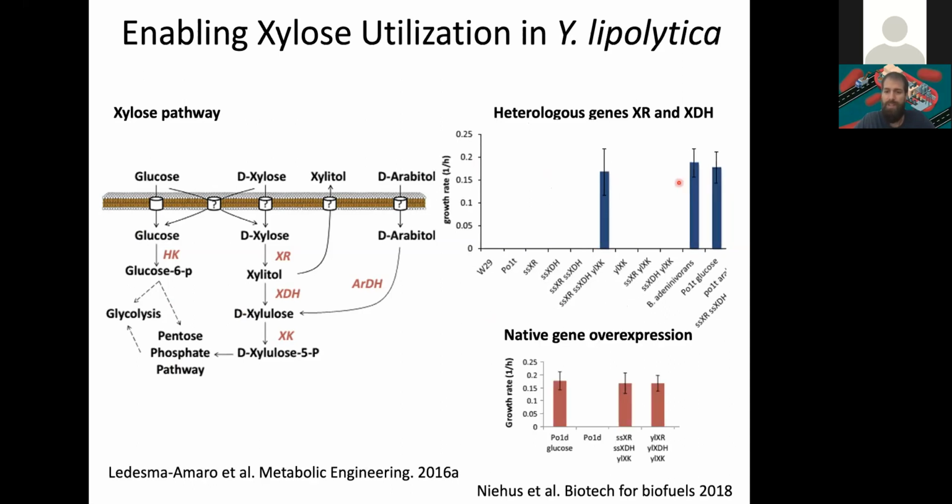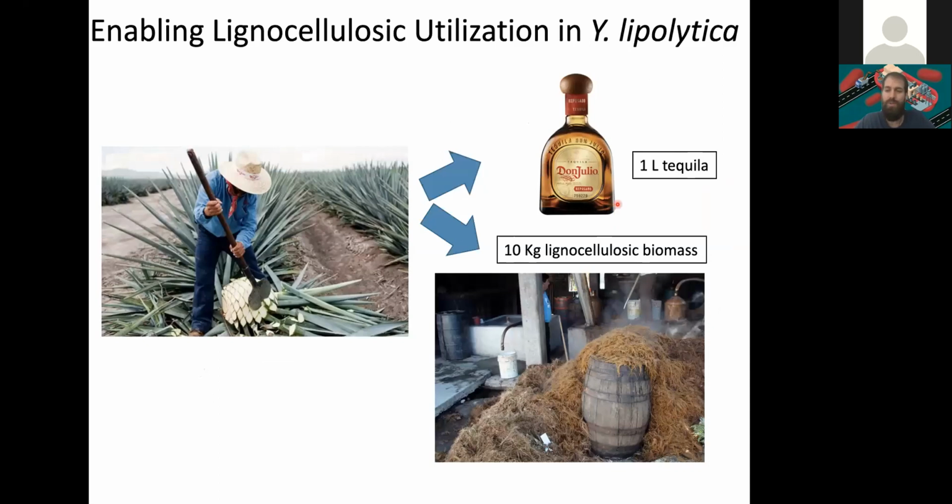And we did this using the native genes, but also heterologous genes from organisms that are well known to use xylose. So that was good news, but we wanted to try the real thing, as I said, the lignocellulosic hydrolysate. And we did this in collaboration with a Mexican group.